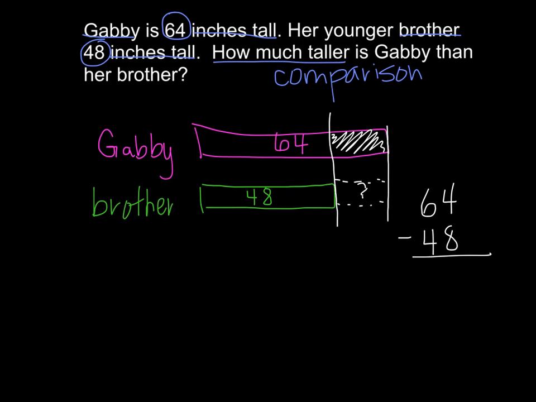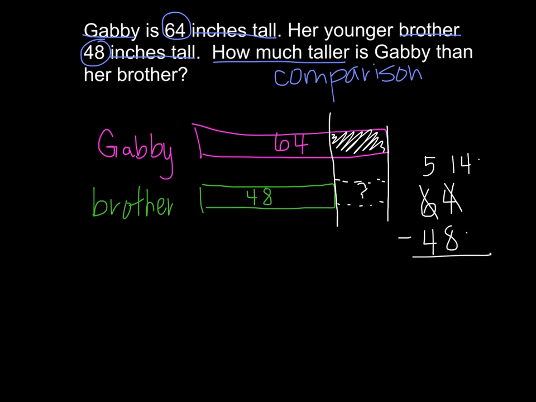I start in my ones column. If I have 4 cookies, can I eat 8 cookies? No, no, no. I've got to make a trade. So I go over to the tens column and borrow one of those tens. Now there are only 5 tens and 14 ones, which is the exact same thing as 64. We just made it look different. 5 tens plus 14 ones, this would be 50, plus 14 is still 64.